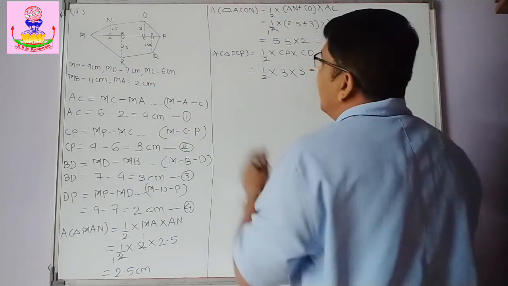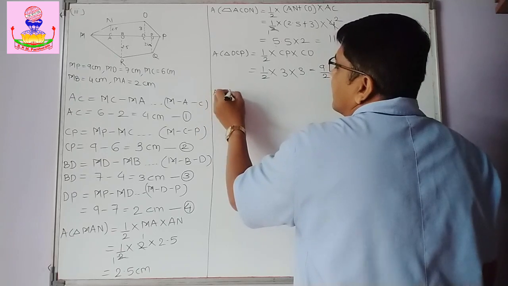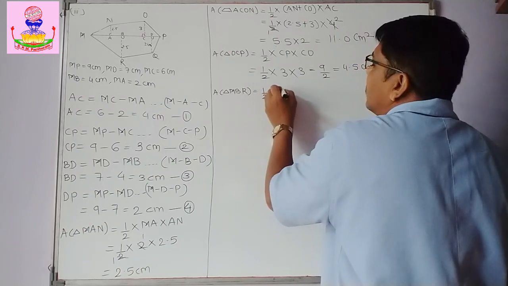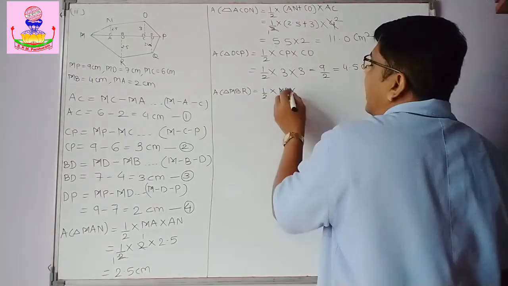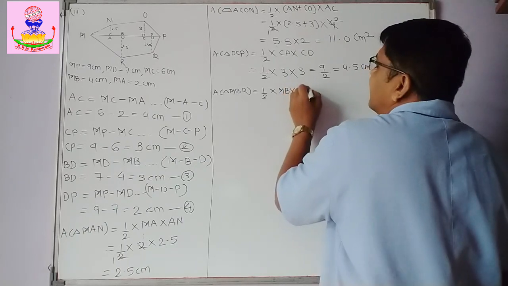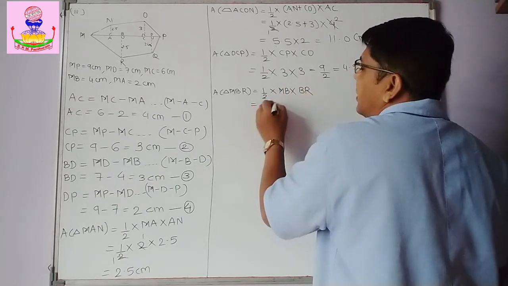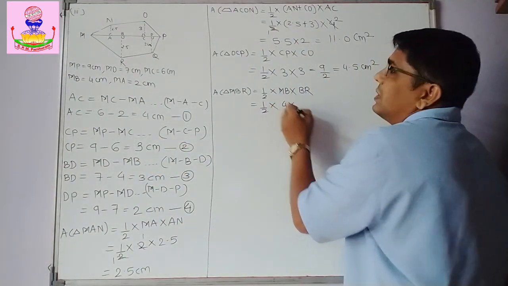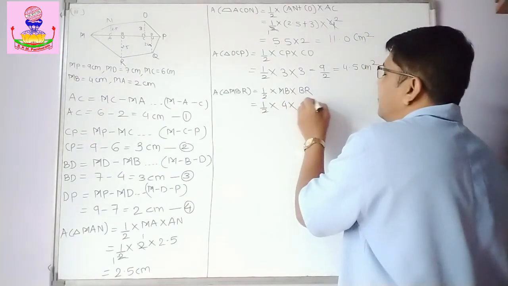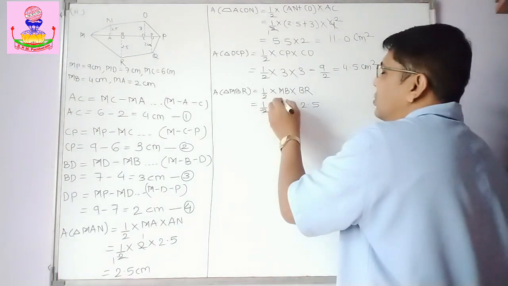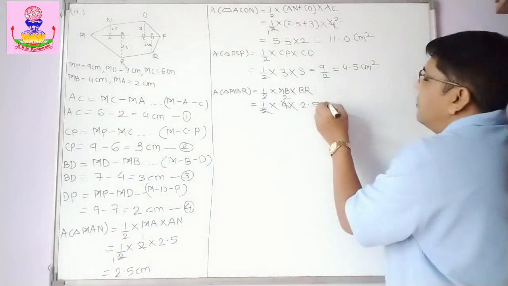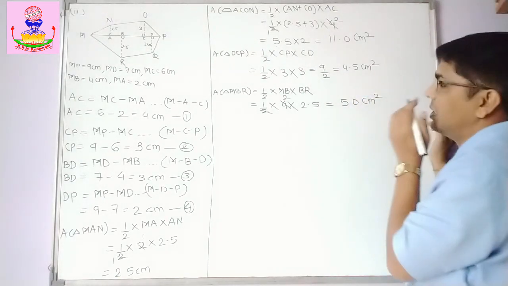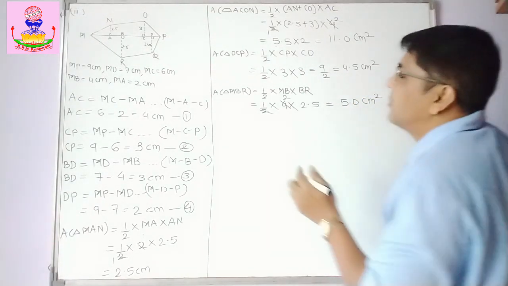So first triangle, area of triangle MBR, that is equal to half into base. Base is what? MB. Into height. Height is what? BR. Now half into MB. Is MB given? Yes, of course it is given. 4 centimeters. And what is the length of BR? 2.5. Right? So 2 ones are 2, 2 twos are 4, and 25 twos are 50. Decimal point after 1 digit. So 5 centimeter square.